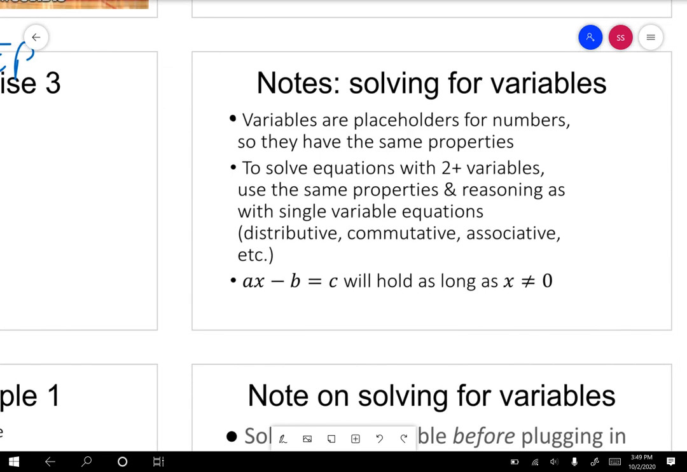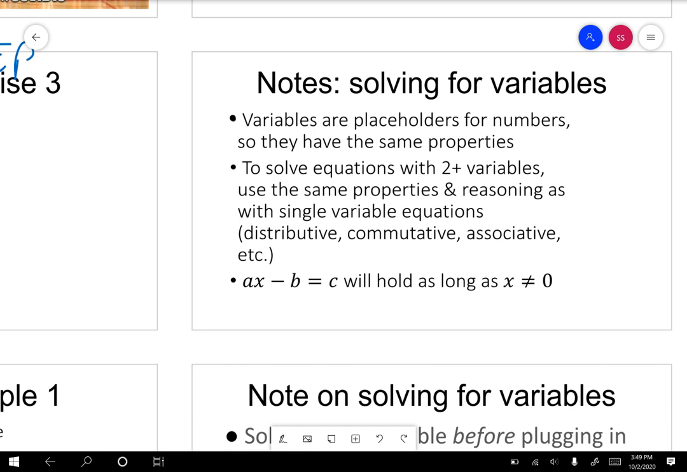So here's some notes that may be important that you may want to write down, or maybe you're totally good with this and you're fine. But just to go over a few things, variables are basically just placeholders for numbers. So they have the same properties, right? So to solve those equations with 2 or more variables, we do the same thing as if there was one variable, right? We're going to use the same properties and reasoning.